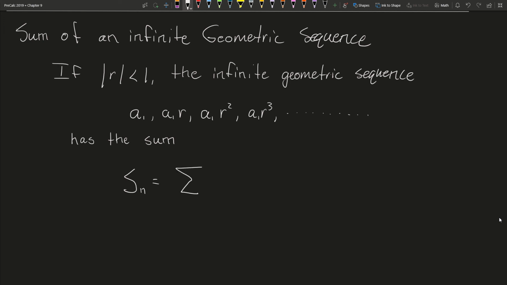In order to sum this geometric sequence, we have an infinite geometric sequence, so our upper term is infinity. And in this case, we're actually starting at the 0 term. When the absolute value of r is less than 1, this converges to the first term divided by 1 minus the common ratio.